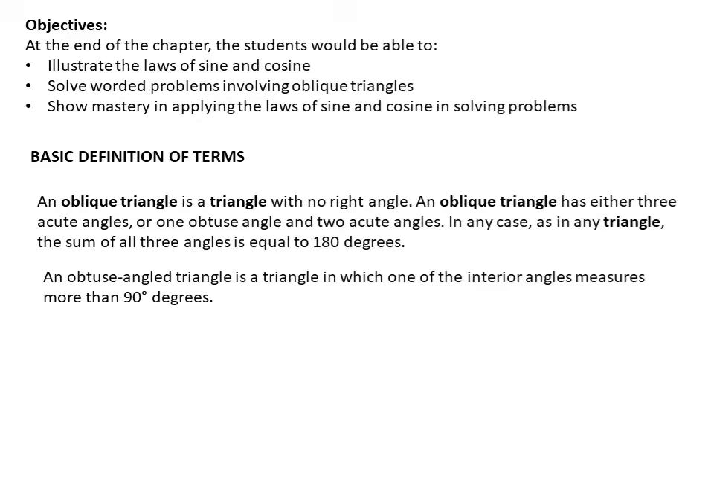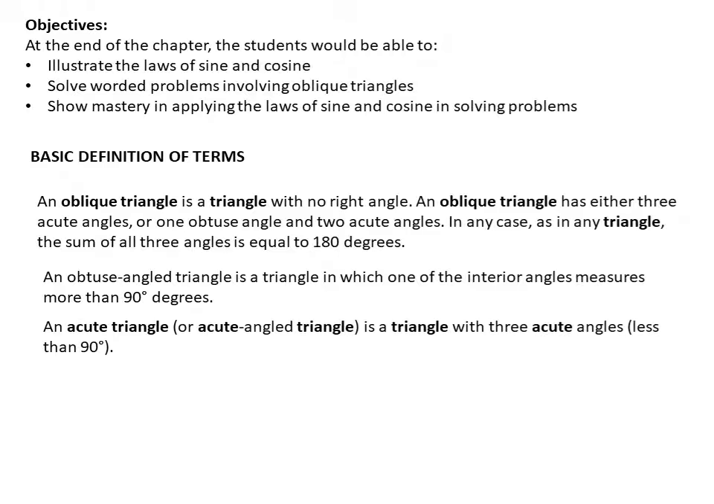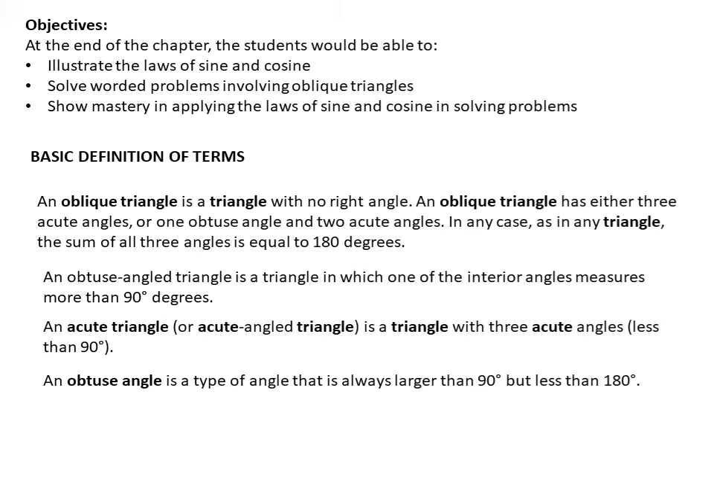Also, an obtuse angle triangle is a triangle in which one of the interior angles measures more than 90 degrees. For another basic definition of term, an acute triangle or acute angle triangle is a triangle with 3 acute angles. Take note of this. An acute angle is always having an angle between 0 and 90 degrees. Coming up next, an obtuse angle is a type of angle that is always larger than 90 degrees but less than 180 degrees.